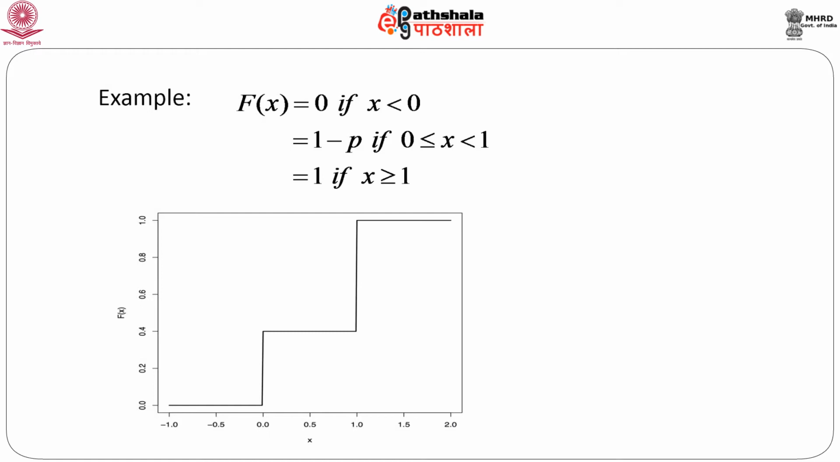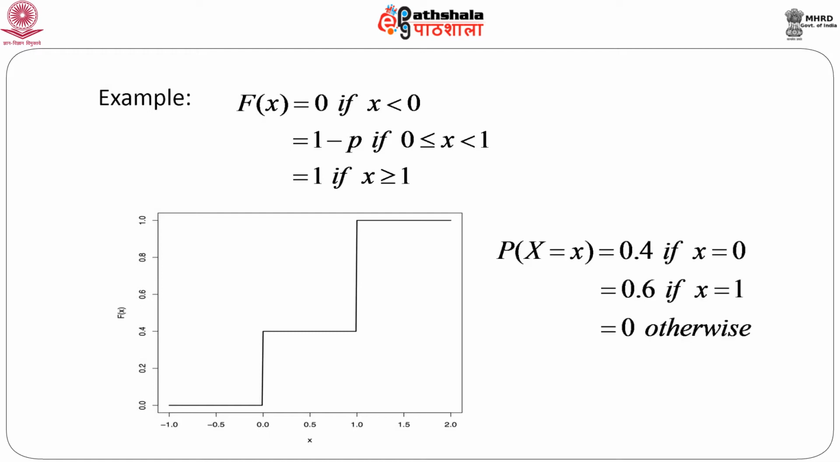From this function we can immediately see that whenever x equals 0, there is a jump, and this value is 0.4, and at x equals 1 it takes this amount. So whenever F(x), which is defined as probability of capital X less than or equal to small x, we take x equals 1, that means probability of capital X less than or equal to 1, then we are just calculating the sum of these two jumps. These two are nothing but the probabilities at the points x equals 0 and x equals 1 respectively, and naturally it is 0 otherwise.